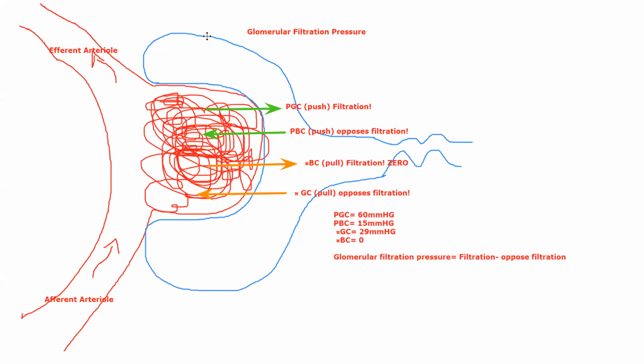Charisse, in the beginning, before you went over the pressures, you said that there were 3 things that made up the filtration membrane. I think you said the endothelial cells and the basolateral membrane, and then there was something else. Yep, so the endothelial cells of the glomerular capillaries, the basement membrane of the Bowman's capsule, and then the epithelial cells or the podocytes of the Bowman's capsule. Okay, thank you. Yeah, no problem.